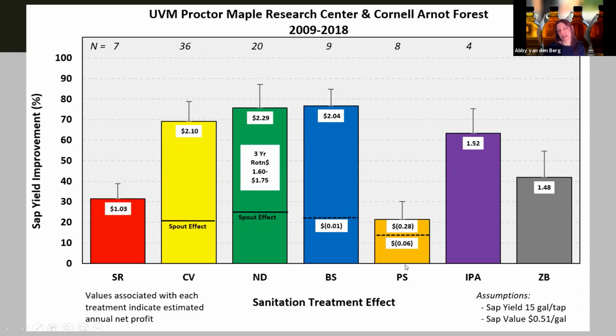Peroxide in our studies didn't have a super great improvement. I'm not sure why. I don't have a good rhyme or reason. There were fewer studies with this one, but again, in 8 studies, we saw on average around a 20% sap yield improvement. Isopropyl alcohol also had significant improvement. It's a little less cost effective because it's much more expensive than a sanitizer like bleach, which is relatively inexpensive. And over here, these are the zap back spouts, which also resulted in a fairly good improvement in yield over time. Although these do need to be replaced, they don't last forever. And they're generally not accepted in organic.